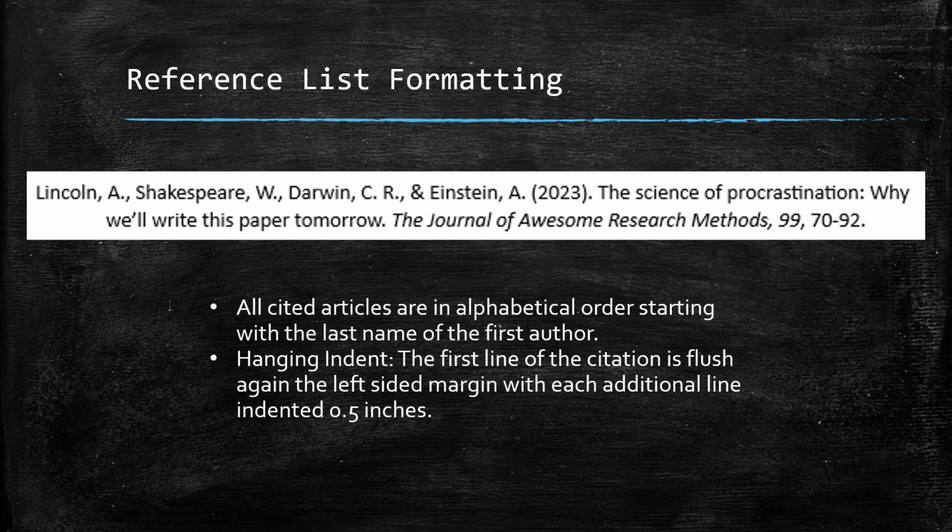Now, if you were to come across our example citation in a reference list, you could find it by looking for the entry that starts with Lincoln, as all the citations in the reference list are listed in alphabetical order. Additionally, you would notice that the first line of each citation is flush with the left margin of the document, and every proceeding line will be indented half an inch. This is known as a hanging indent.